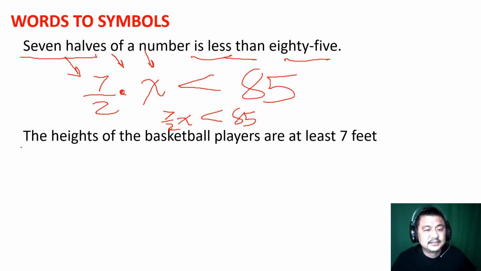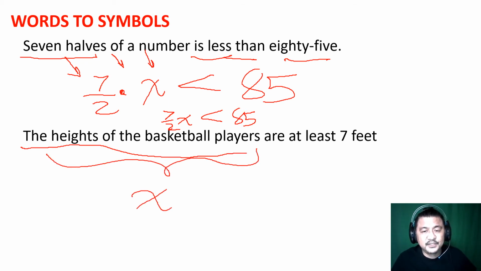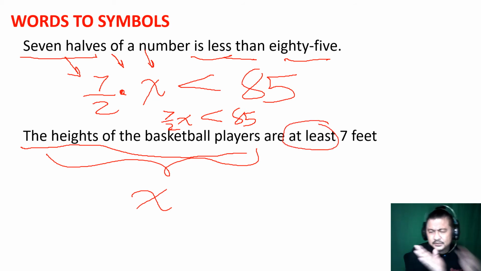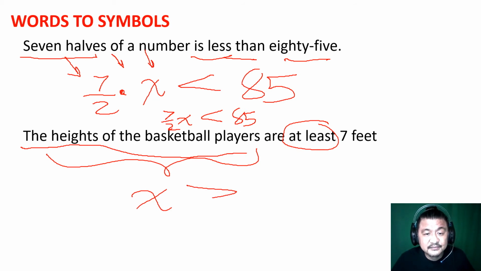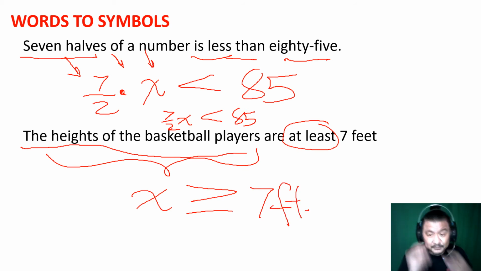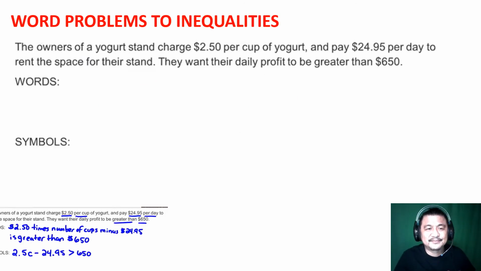Okay, next. The heights of the basketball players, we don't know. The heights of the basketball players are at least, is it less than? It's the opposite. Is at least greater than or equal to 7 feet, right? It can be 7 feet or above. The least height the player could be is 7. The smallest player is 7. So you include 7 and all the heights going up. Easy? All right, good.